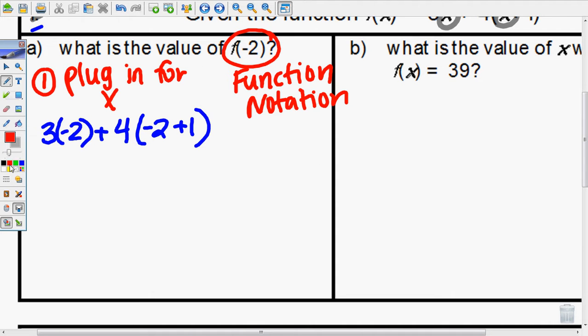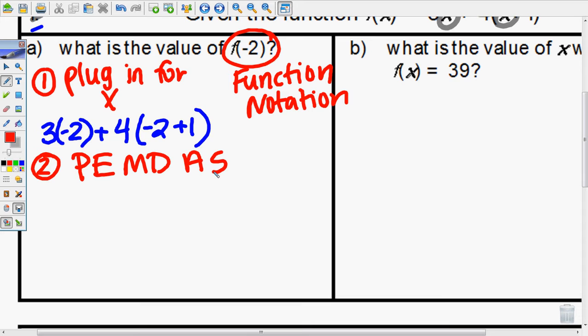Alright. So after we do that, then you're going to use PEMDAS. So step 2 is to use PEMDAS. What does PEMDAS stand for? Parentheses, exponents, multiply, divide, add, subtract. That is called your order of operations, right? So it's the order you solve. So our first thing is to focus on our parentheses.